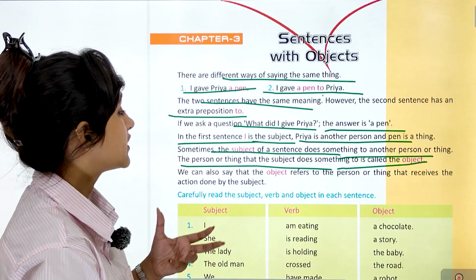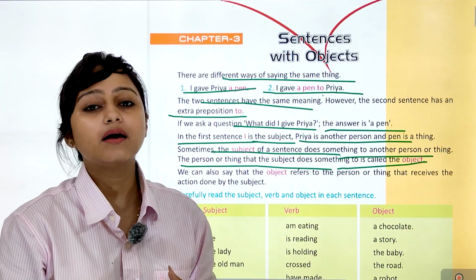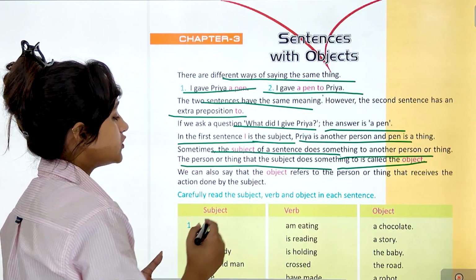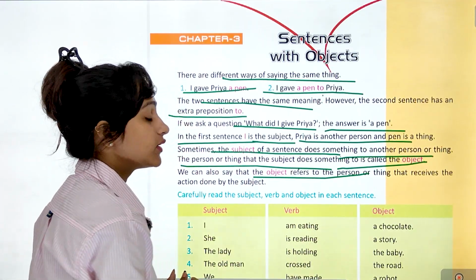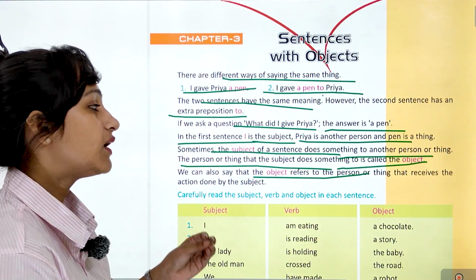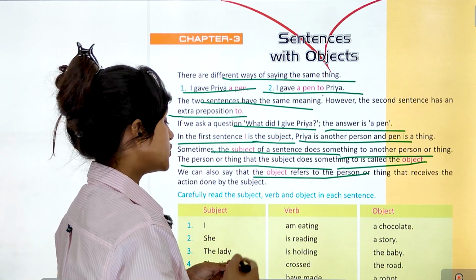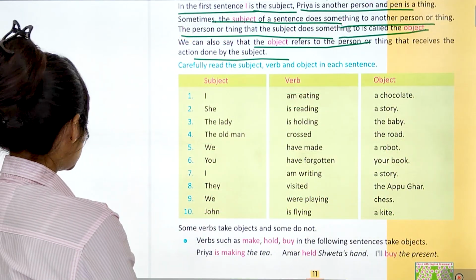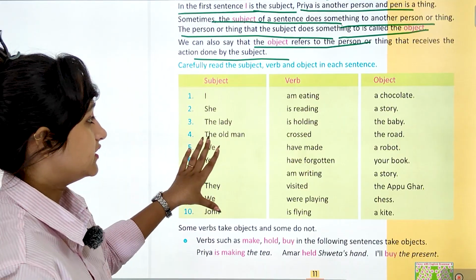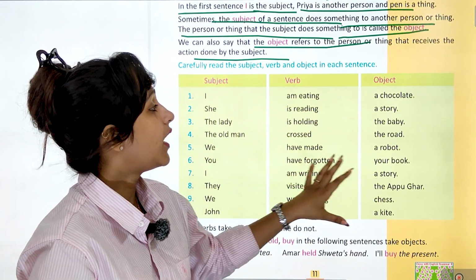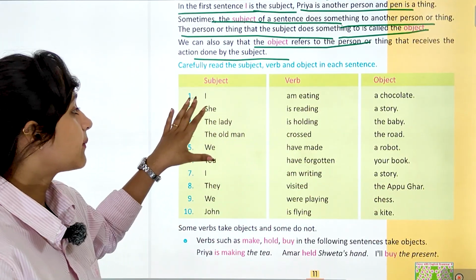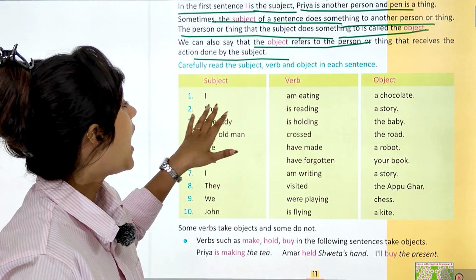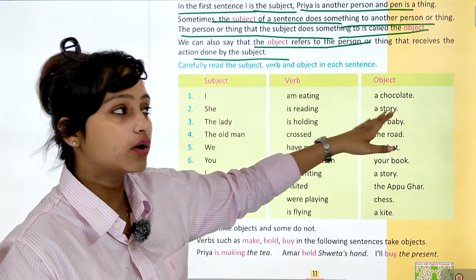The person or thing जो subject करता है उसको क्या कहते हैं? किसी चीज के लिए जो करता है उसको हम object कहते हैं. Like we can also say that object refers to the person or thing. हम ये भी कह सकते हैं कि object किससे refer करता है, person से या thing से जो receive करता है action को done by the subject. Carefully read the subject, verb and object. This is a subject, verb and object. So subject क्या आपका I, verb क्या आपका am eating, object क्या आपका chocolate. I am eating a chocolate.